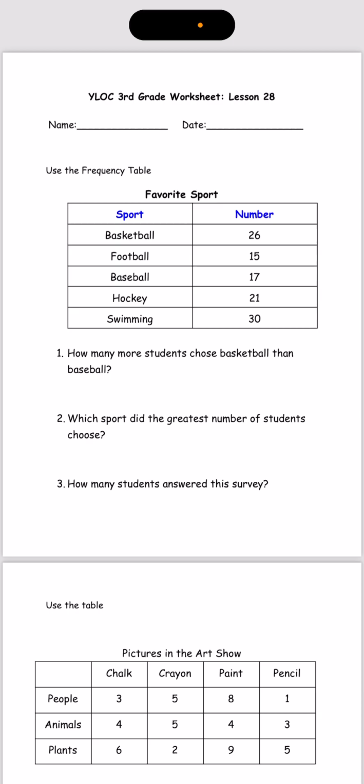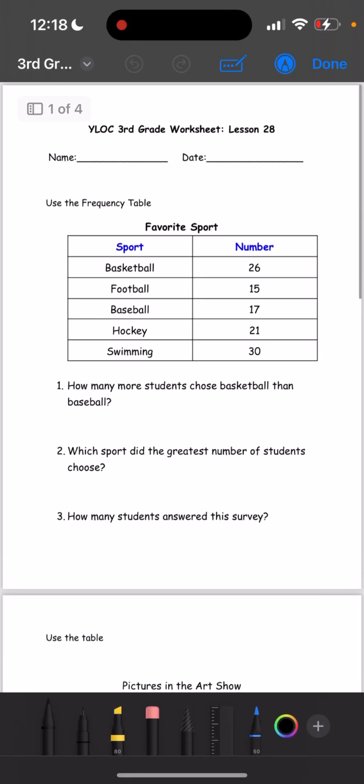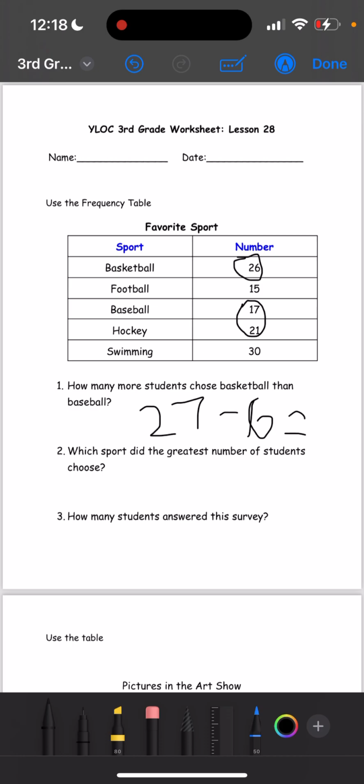So, looking at the first page, it's showing us a frequency table. The first question asks how many students chose basketball, then baseball. Basically, we just want to look at the data and see how many people signed up for basketball, which is 26. And then how many students chose baseball, which is 17. And then we just do 27 minus 16, equals 11.